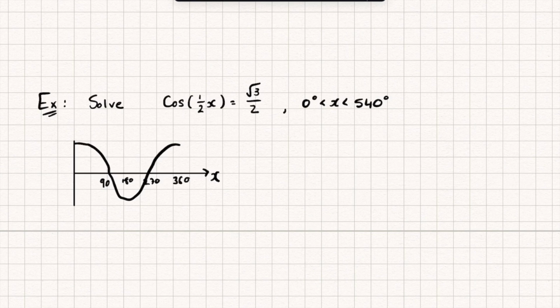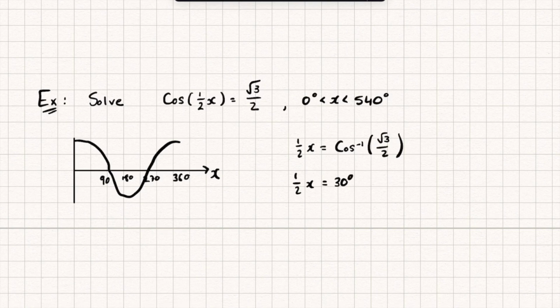From here, I'm going to do inverse cos of root 3 over 2, and that's going to tell me that 1/2 x is going to equal inverse cosine of root 3 over 2. And so if you solve that, either you know that value or you do it on your calculator, you get 1/2 x equals 30 degrees.